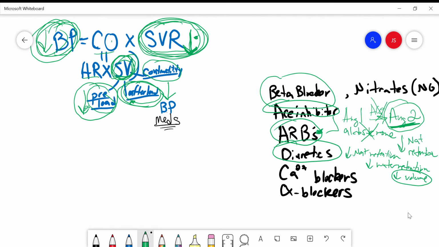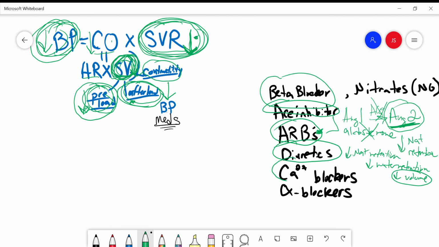So if you're going to decrease volume, which one of these factors do you think would be affected by decreasing volume? Stroke volume. Really, it's going to affect the preload. So you're going to decrease the preload, which is going to make the stroke volume more efficient. It's also going to decrease stroke volume, which is going to decrease cardiac output, which is going to decrease blood pressure. So diuretics also work by decreasing blood pressure.